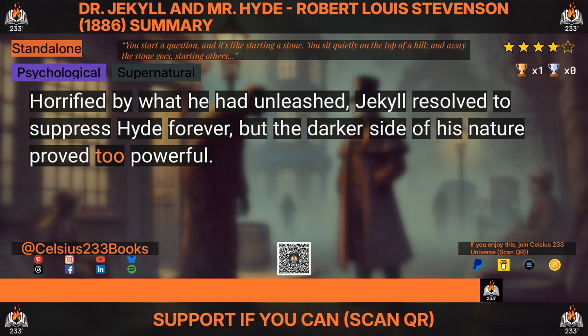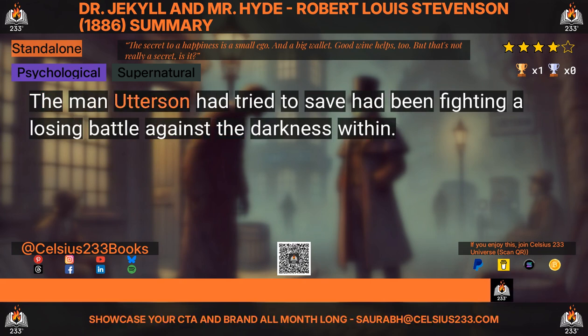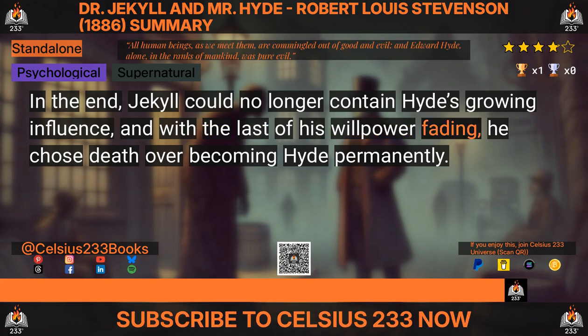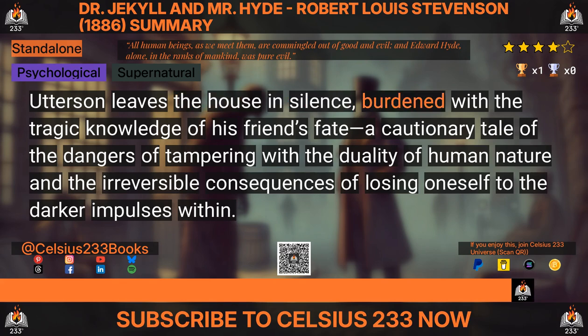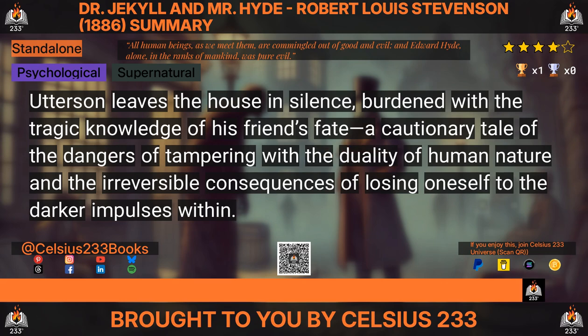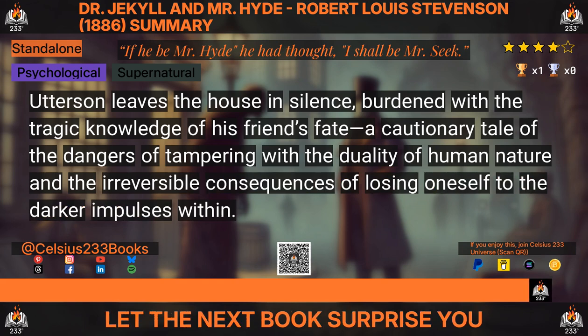The final revelation shakes Utterson to his core. Jekyll and Hyde were one and the same. The man Utterson had tried to save had been fighting a losing battle against the darkness within. In the end, Jekyll could no longer contain Hyde's growing influence, and with the last of his willpower fading, he chose death over becoming Hyde permanently. Utterson leaves the house in silence, burdened with the tragic knowledge of his friend's fate. A cautionary tale of the dangers of tampering with the duality of human nature and the irreversible consequences of losing oneself to the darker impulses within.